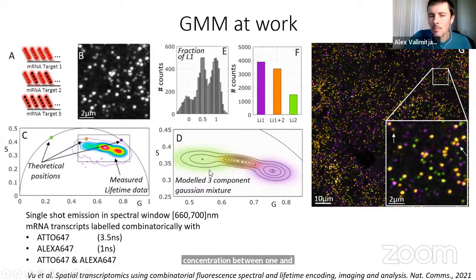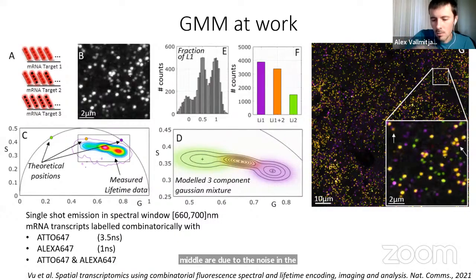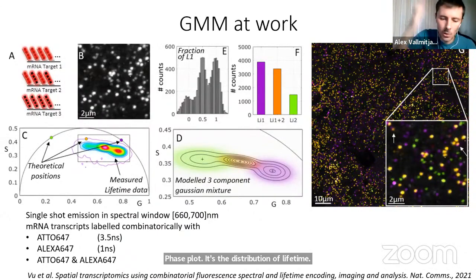So you would not expect to find pixels that have 25% of the photons coming from here and 75% from here. The points in the middle are due to the noise in the phasor plot. It's the distribution of lifetime that has a lack of photons, and then the distribution is not perfectly exponential, and you're spreading out from the true position, which is in the middle of these 3 points.